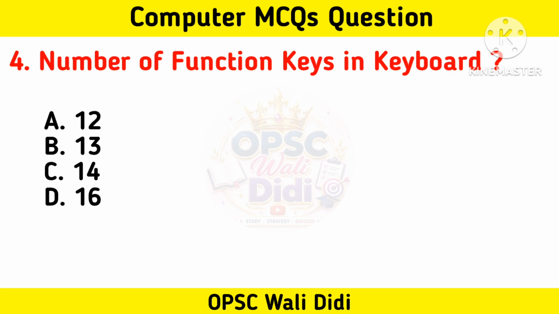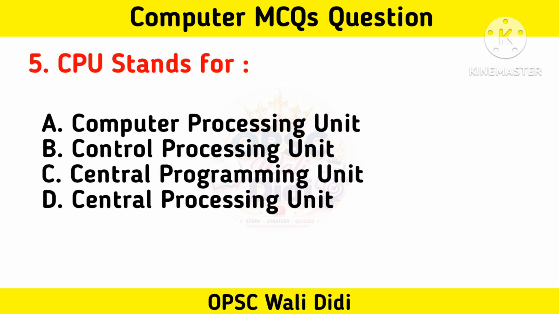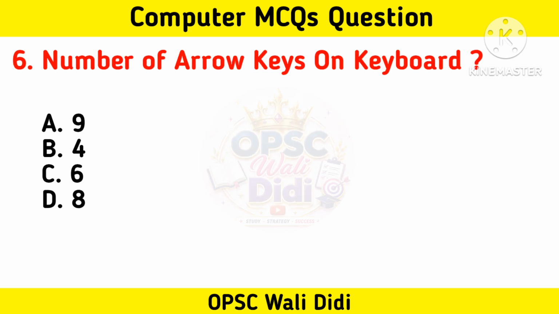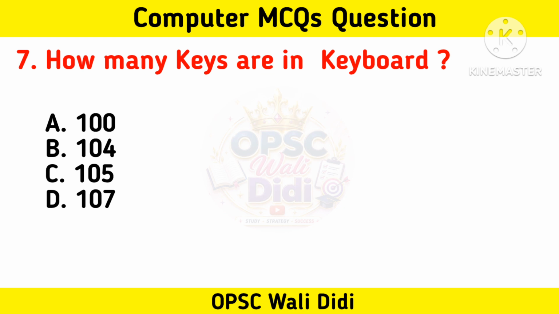Number of function keys in keyboard. Correct answer is 12. CPU stands for. The correct answer is Central Processing Unit. Number of arrow keys on keyboard. The correct answer is 4. How many keys are in keyboard? The correct answer is 104.